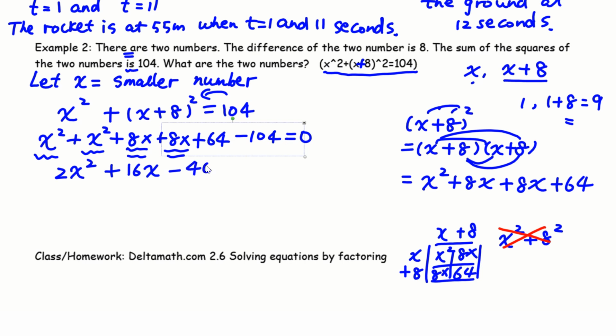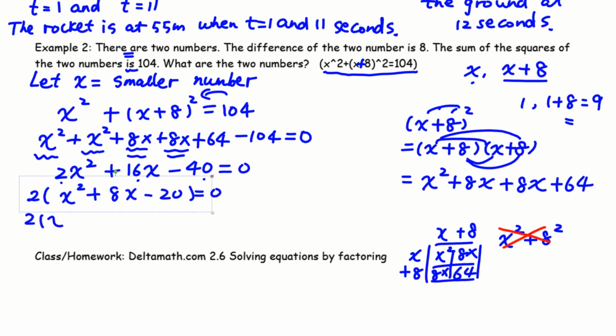minus 40 equals 0. Then we are going to do the factoring. All even numbers, you have 2 as common factor. So each term divided by 2, we have x squared plus 8x minus 20. Then we are going to factor this one. It's a simple trinomial. So times together will be minus 20, add together 8. So we have 2 and 10.